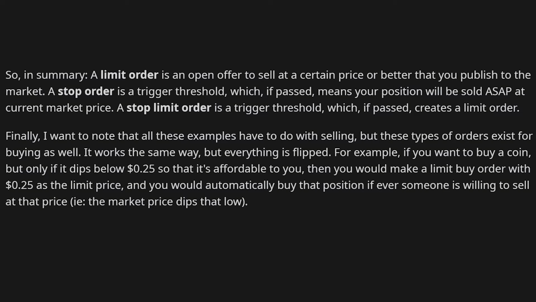Finally, I want to note that all these examples have to do with selling, but these types of orders exist for buying as well. It works the same way, but everything is flipped. For example, if you want to buy a coin, but only if it dips below $0.25, so that it's affordable to you, then you would make a limit buy order with $0.25 as the limit price, and you would automatically buy that position if ever someone is willing to sell at that price, i.e., the market price dips that low.